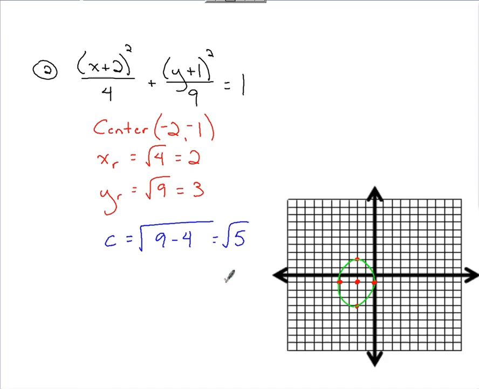So I'm going to travel out that distance from the center along the major axis. Notice on this one, the major axis is vertical. The last one, the major axis was horizontal. So major axis, the longer one, from the center point, I'm traveling out the square root of 5, a little longer than 2 units. I'm doing that in both directions. Blue points represent my foci. That's a reasonable sketch of the ellipse.